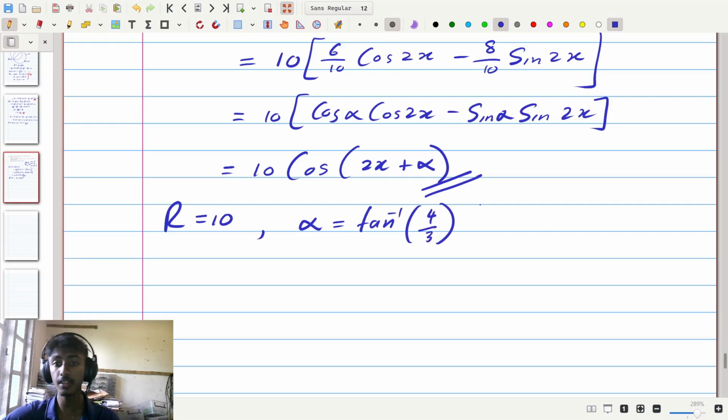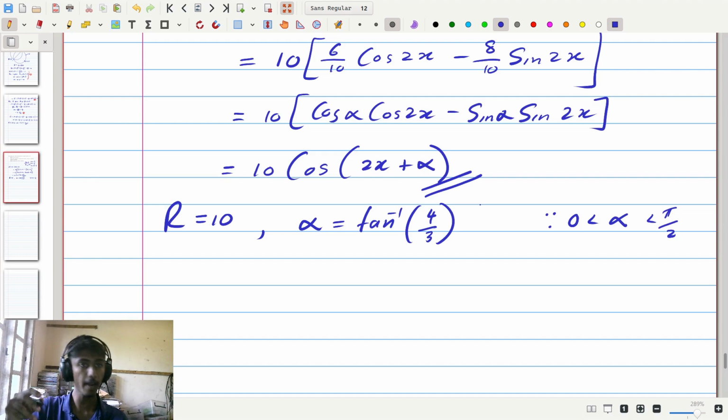And we can say another thing here, because alpha is in between 0 and pi by 2. Of course, if it wasn't in between 0 and pi by 2, then we couldn't directly take the tan inverse. You would have to add pi by 2 or subtract pi by 2 or something in order to get that. But since alpha is in between 0 and pi by 2, if tan alpha equals 4 over 3, then alpha equals tan inverse of 4 over 3. And with that, we have our answers, r equals 10 and alpha equals tan inverse of 4 over 3.